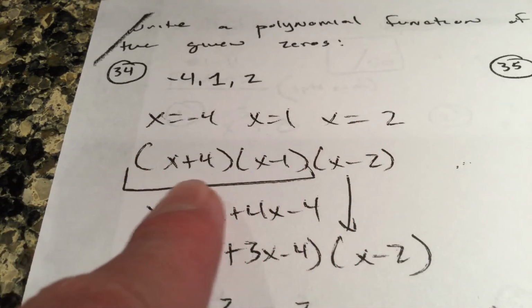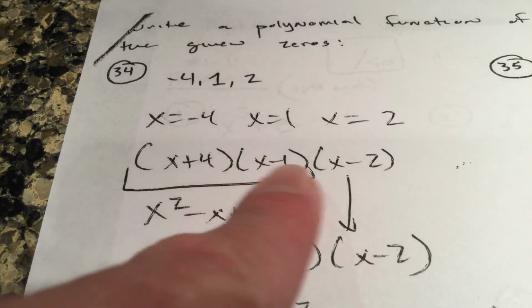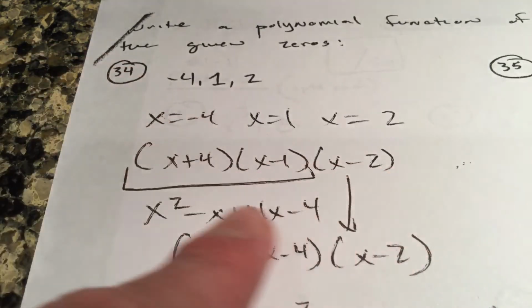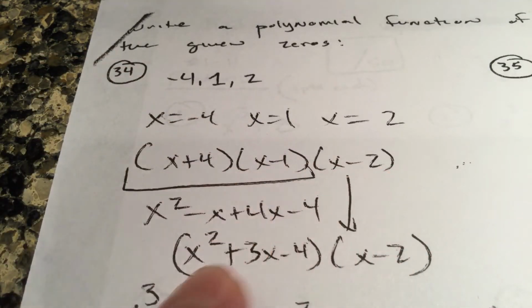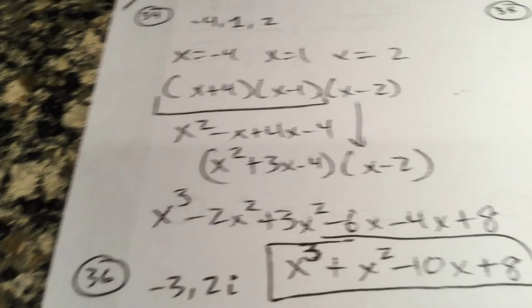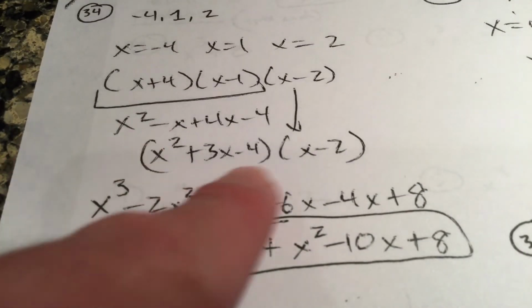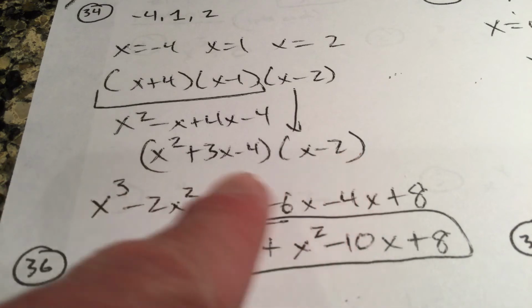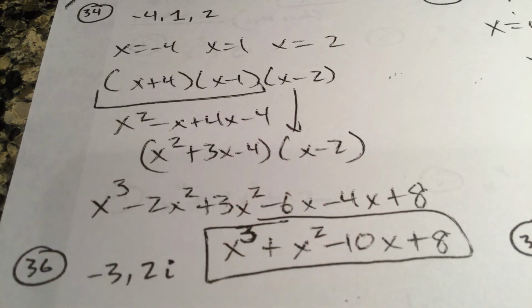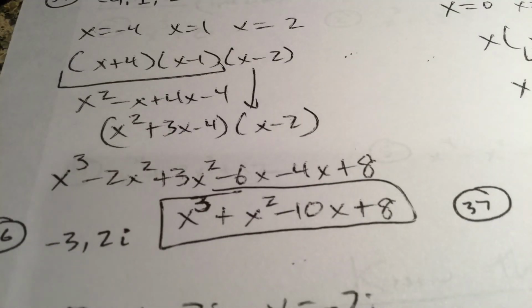If I were to set this equal to 0, x plus 4, x minus 1, x minus 2. You can set that all equal to 0. I'm going to FOIL the first two together. I'm going to bring down the x minus 2. Then I'm just going to distribute x squared times x, x squared times negative 2, 3x times x, and so forth. And that equation is my answer.